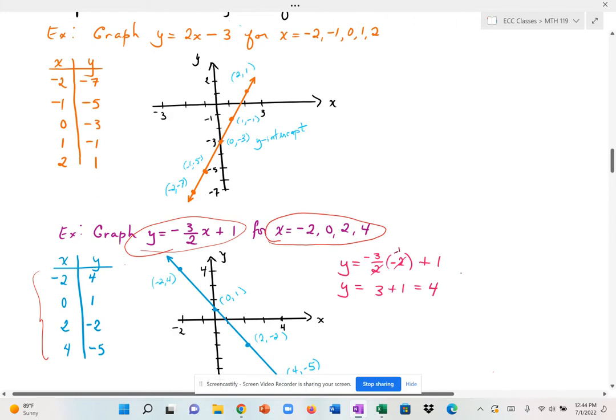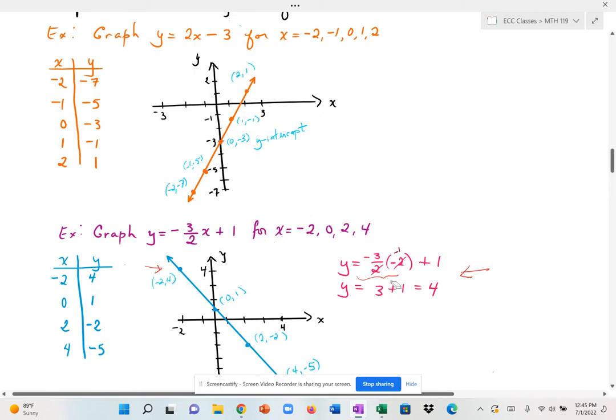So here's the work for when I plug in negative 2. I have negative 3 halves times negative 2 plus 1. This reduces down to just positive 3, and so you get a y value of 4. So that is your first coordinate, (-2, 4), which is what is plotted right here. Then you do the same thing for the other points. When you plug in 0, you get 1. When you plug in 2, you get negative 2. When you plug in 4, you get negative 5.